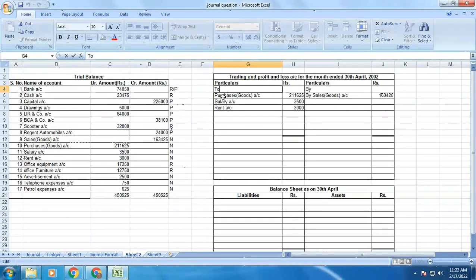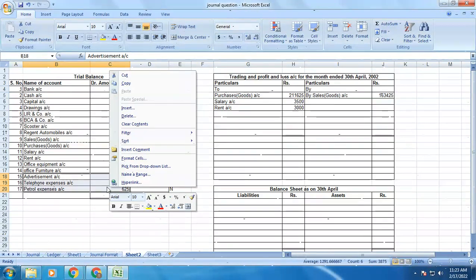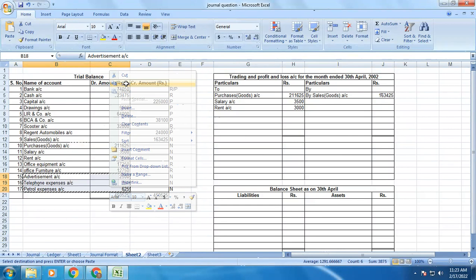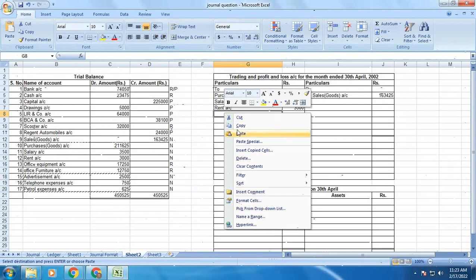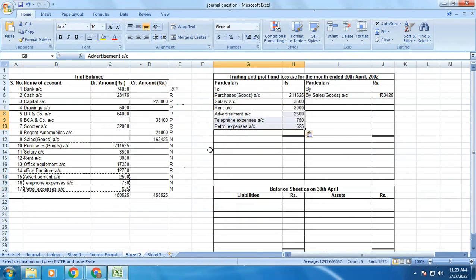So you're supposed to write down 2 purchases, 2 salary account, 2 rent account on the left hand side, and by sales, by any income on the right hand side. Then office equipment and office furniture are real, after which we have 3 more nominal accounts: advertisement, telephone, and petrol. I'm copying them down and pasting them on the left hand side of the trading and profit and loss account.